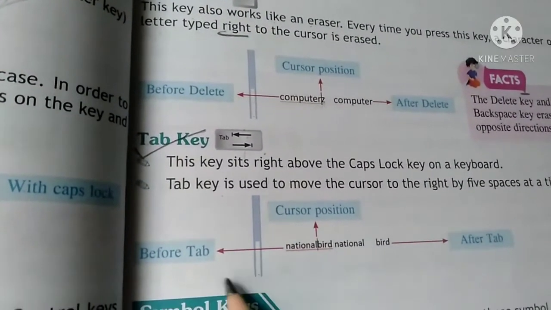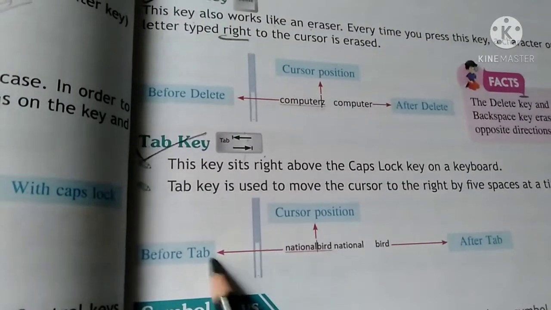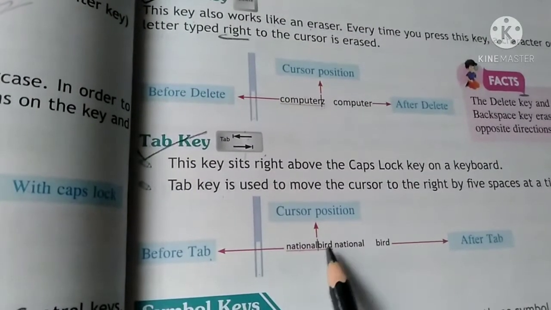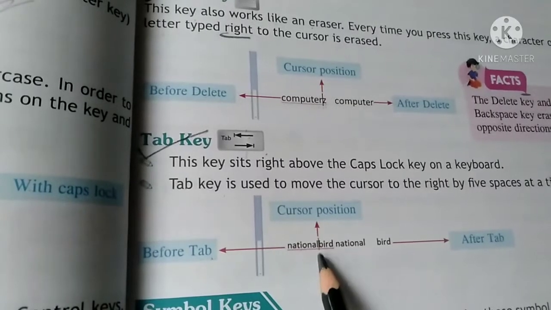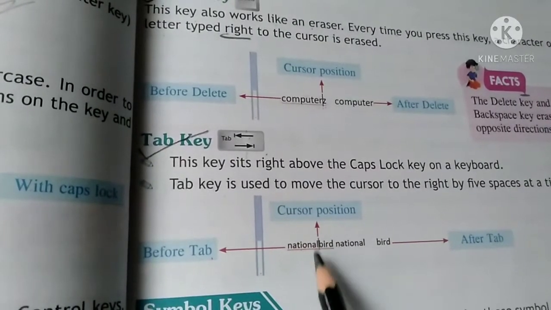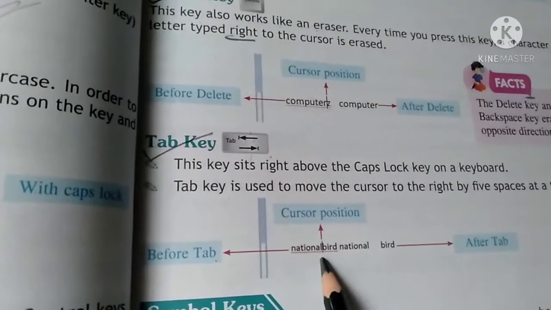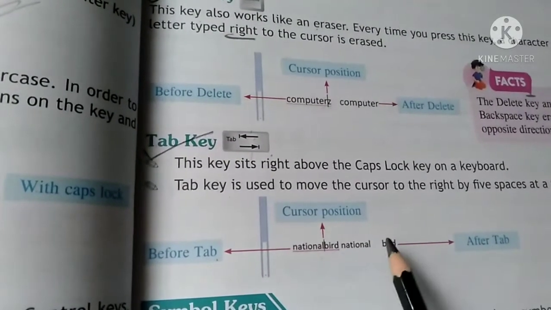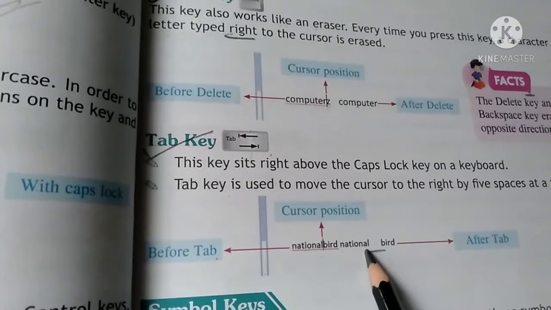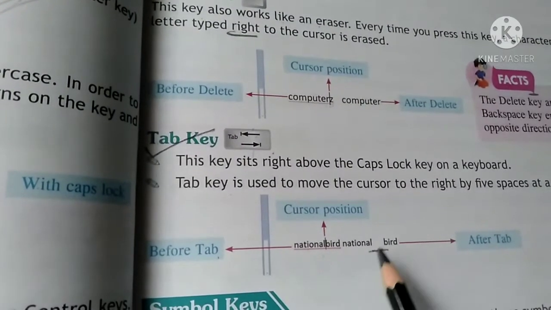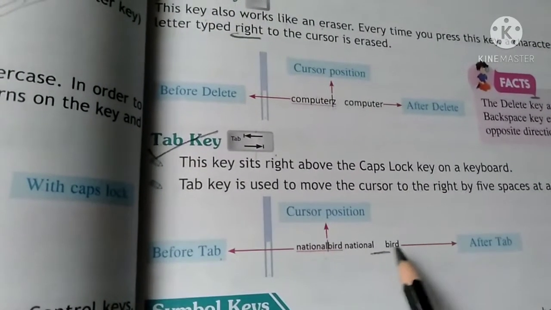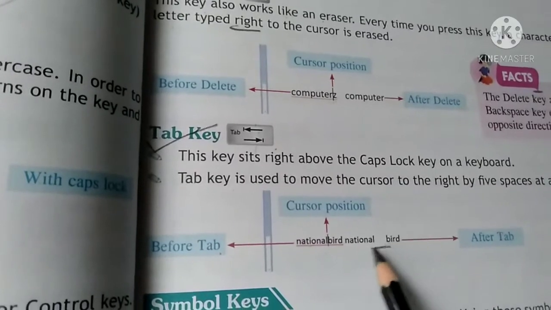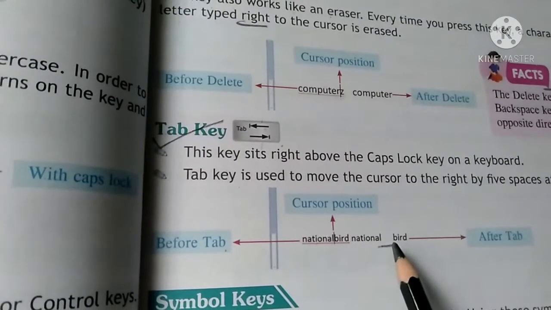Alright, see, this is written national bird, no space in between, and the cursor is in between the 2 words. Okay, now if I press the tab key, what will happen? Now look at the blank. Can you see? 5 times the cursor moved and there is a huge space now in between the 2 words.